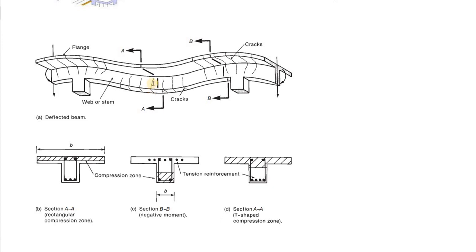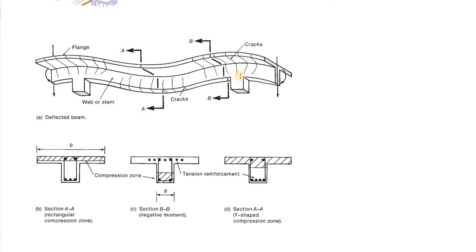So you see these flexural cracks appearing on the bottom side due to tension on the bottom. At this location, compression is on the top, so this flange will be in compression. There are two possibilities in this case. Either the neutral axis, the compression zone, will lie completely in this flange, or it extends beyond the flange down into the web. This is the most common case, but rarely the compression zone will be T-shaped. Most of the time the compression zone is rectangular.